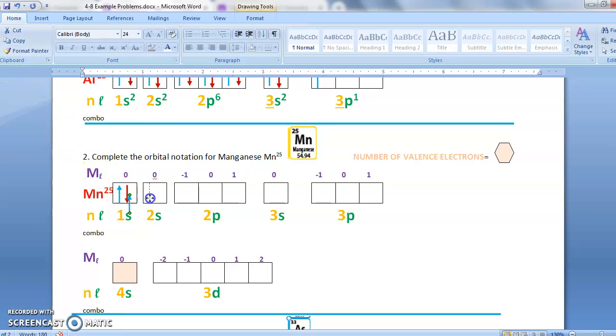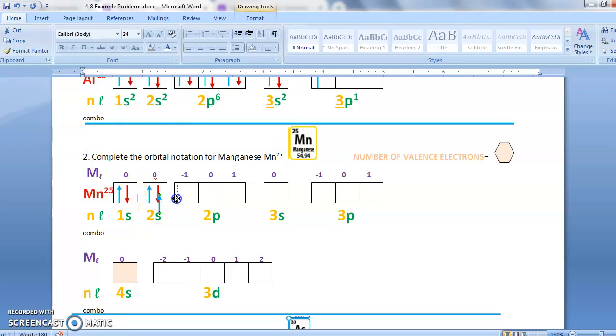I'm going to put 1 there. And I'm going to fill the 2s before I proceed to the 2p, once again following Aufbau's order of filling. Once the 2s is full, I can now move on to the 2p.